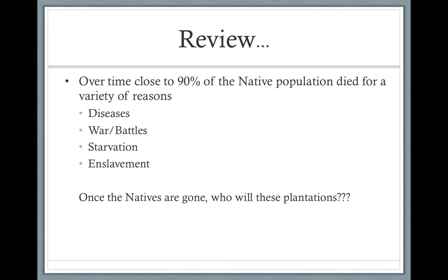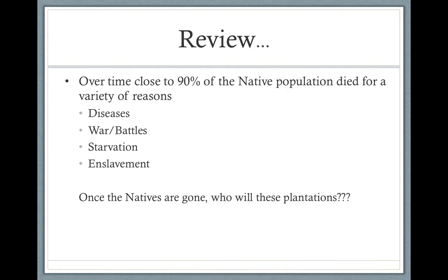Starvation sets in, especially for those who are enslaved. They become weak, they are very underfed for as much work as they are doing. And if you are starving and your body is not getting the nutrients it needs, if you come in contact with disease, your body's going to have a really hard time fighting off that disease. So, all four of these things contribute to the fact that about 90% of the native population is going to be wiped out within about 150 years of the first Europeans coming to the New World.